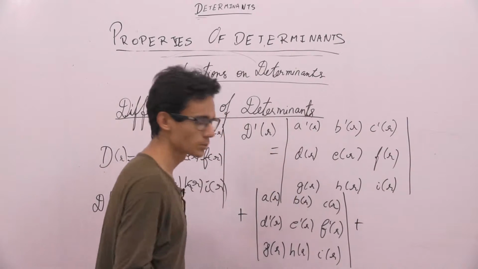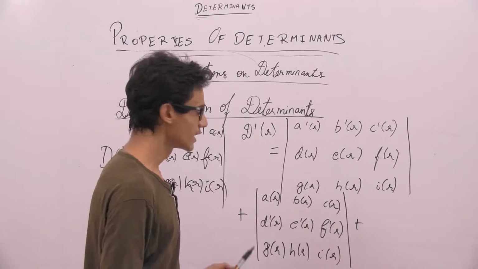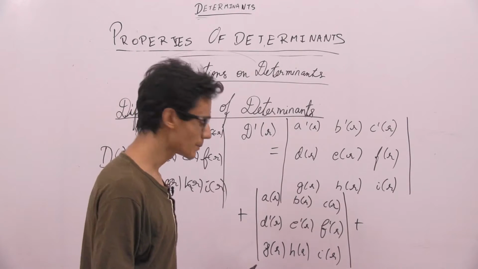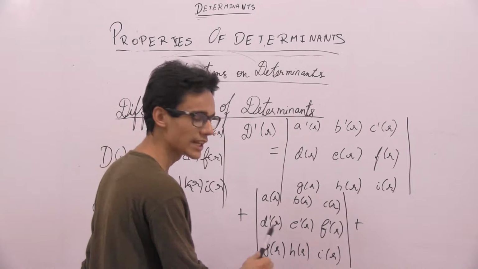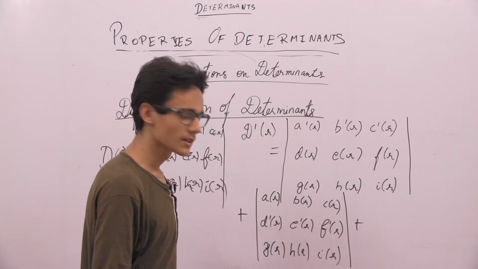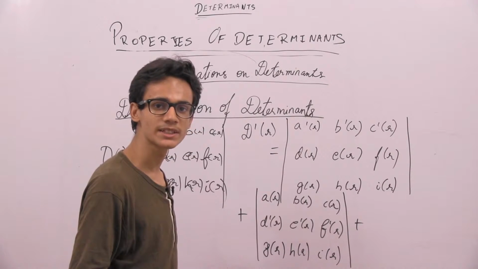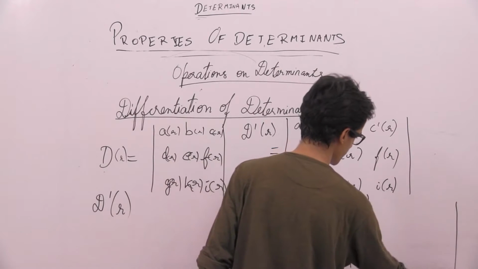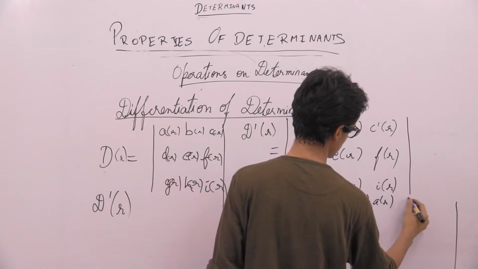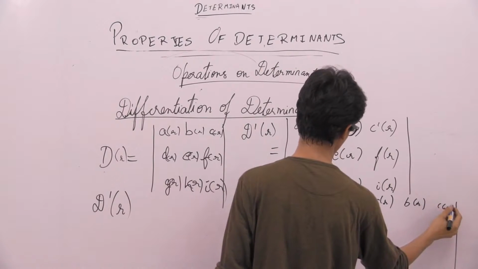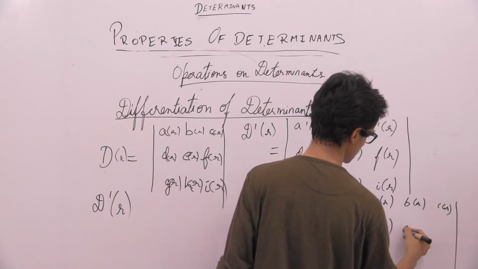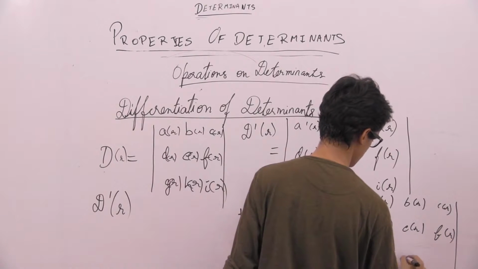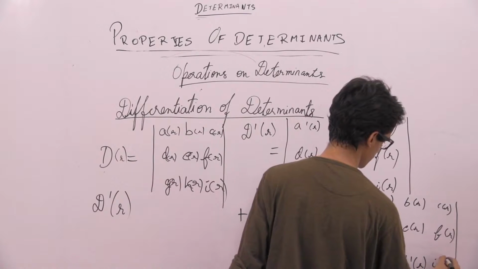Now again, to both of these determinants, we add the determinant containing the first and second rows as they are, and having the third row with the elements having their derivatives. We take the derivative of all the elements present in the third row, leaving the first and second rows as they are. So we get a'r, b'r, c'r, d'r, e'r, f'r, g'r, h'r, i'r.